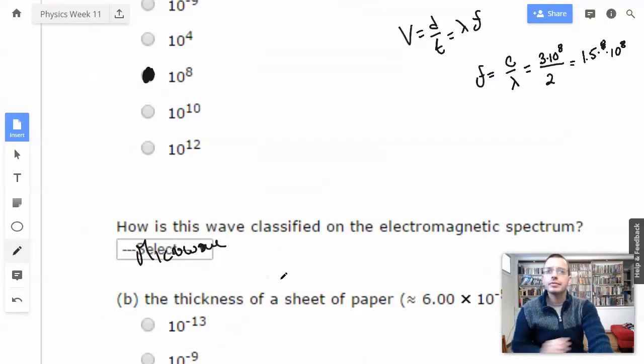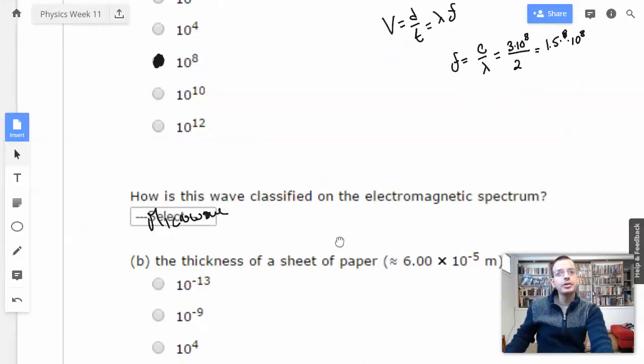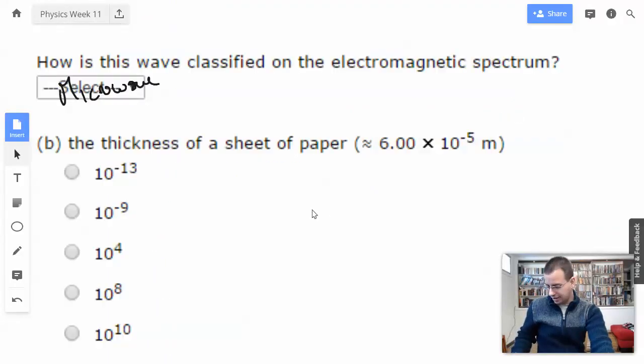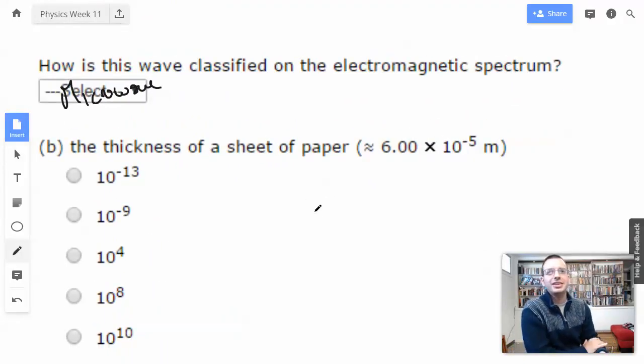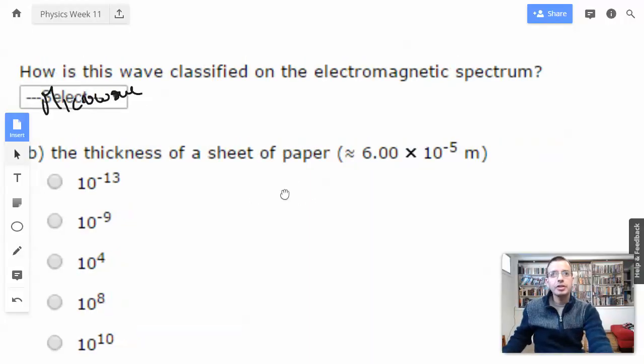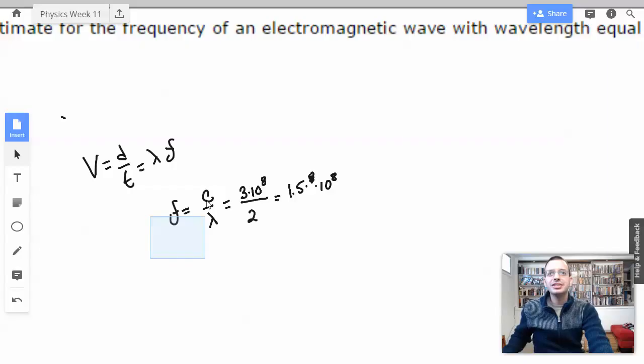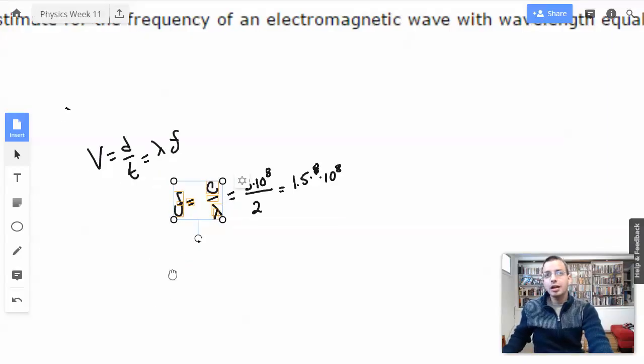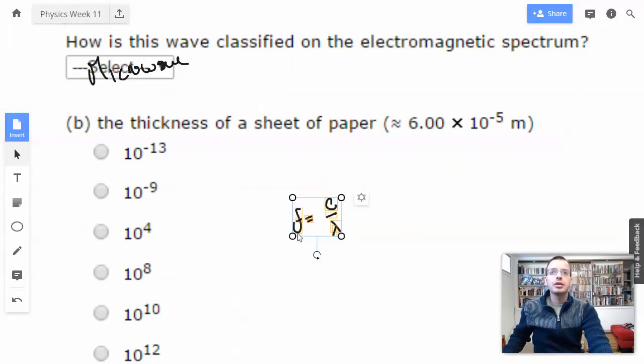Okay. The thickness of a sheet of paper. 6 times 10 to the negative 5th millimeters. You know, they could have just rounded that to like 1 times 10 to the negative 4th, maybe? Okay, so for the formula, you use the exact same one I had earlier. Clickety-clack, right there.